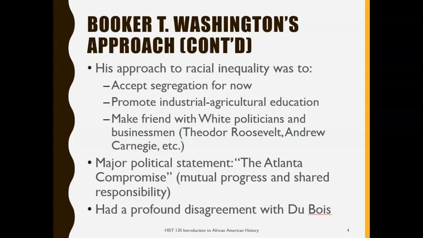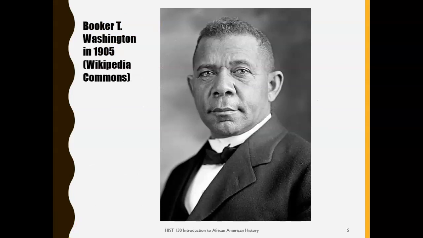But because of his approach, many black people didn't agree with him, and especially W.E.B. Du Bois was one person who was vocal, who was very critical of Booker T.'s approach. So we can see on this picture, the picture of Booker T. Washington in 1905.